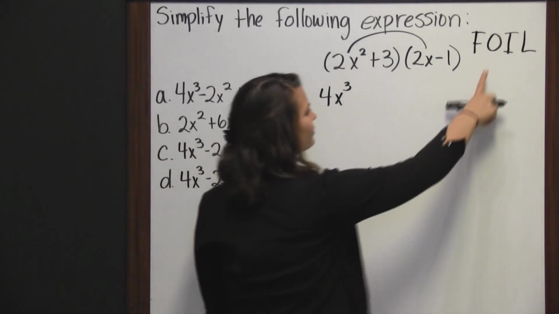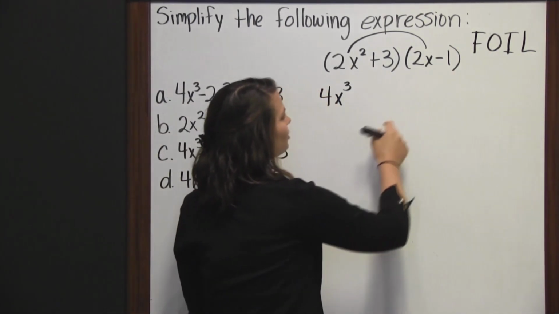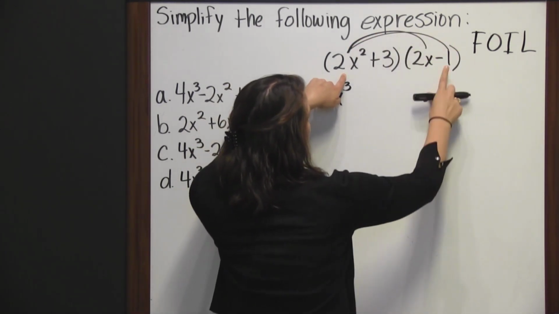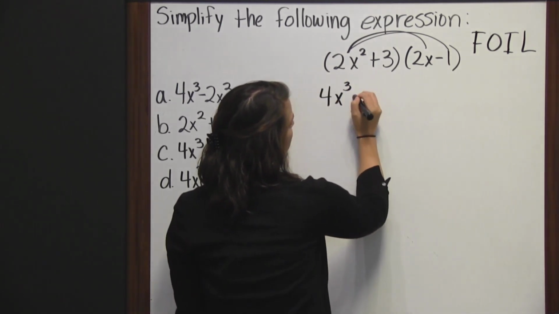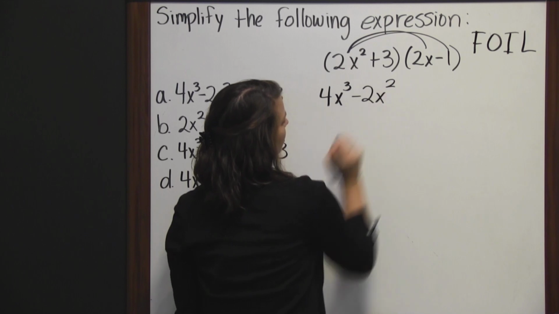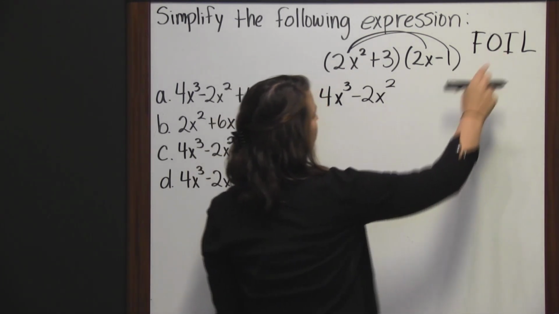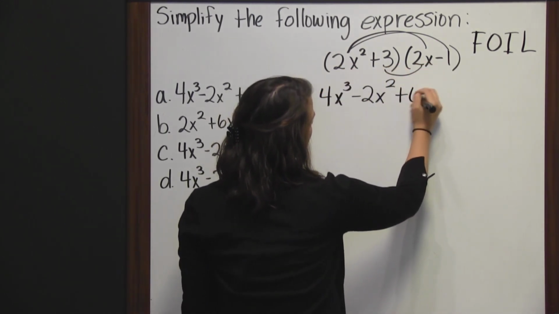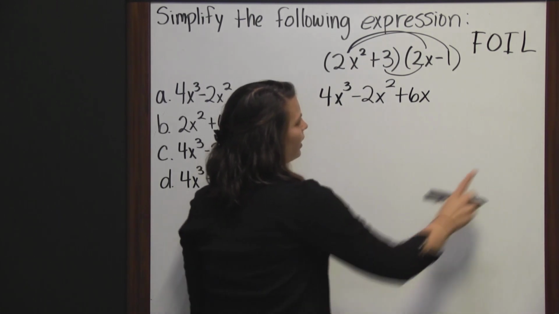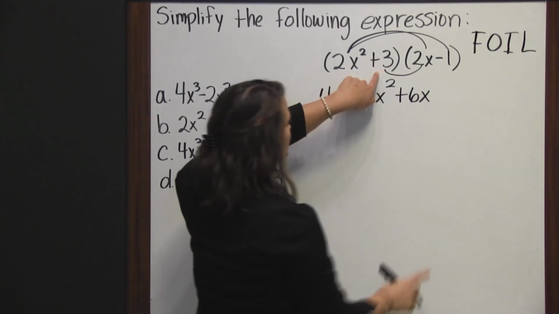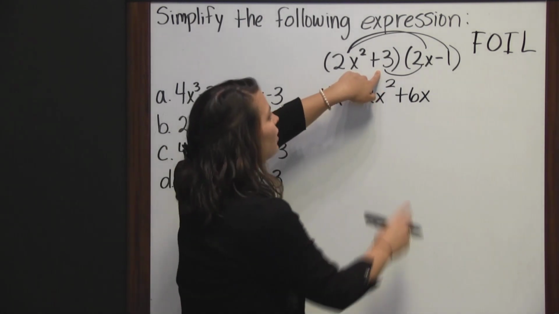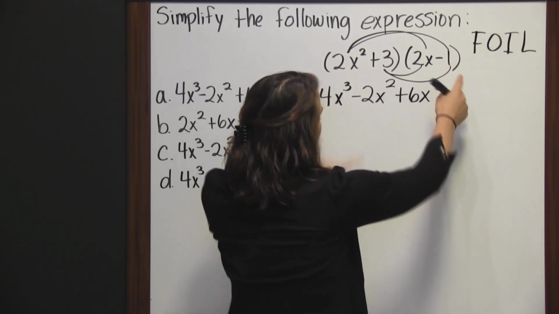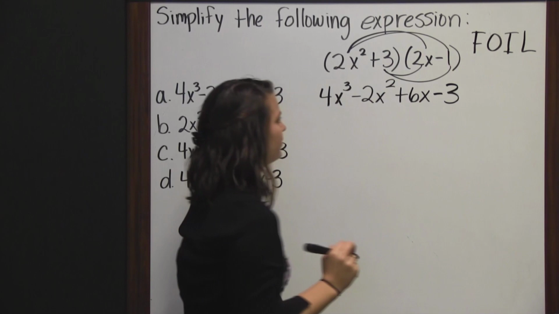Next we do O, which stands for outer. So those are the 2 terms on the outside, which would be 2x squared and negative 1. So 2x squared times a negative 1 is negative 2x squared. Then our inner terms are the 2 terms on the inside, 3 times 2x, which is a positive 6x. And then finally, our last terms. So the last term in the first set of parentheses and the last term in the second set of parentheses. 3 times negative 1, which is negative 3.